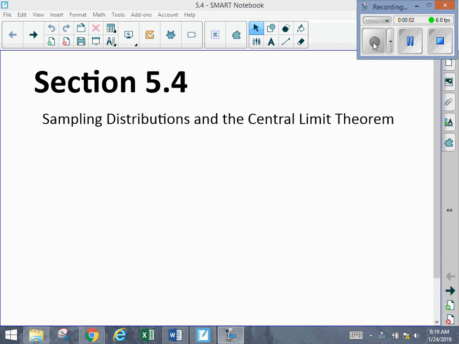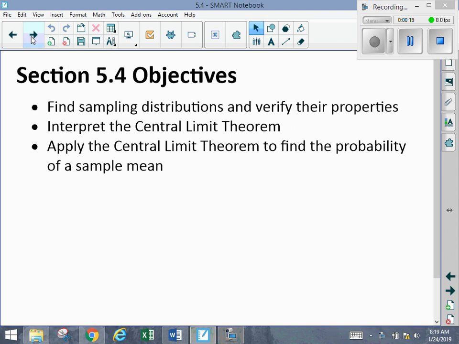5.4. A little more. We're going to look at sampling distributions, and we'll look at when a sampling distribution is approximately normal. It's going to be great. So we're going to learn what a sampling distribution is. We're going to interpret the sampling experiment, and then we're going to apply it to find the probability of a sample mean.